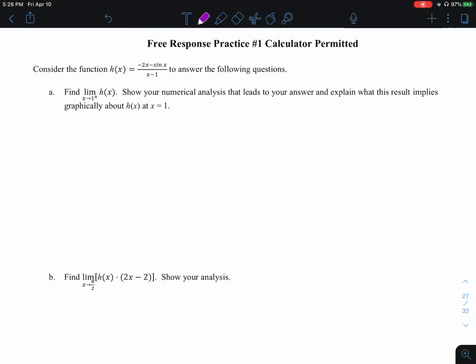Question A, find the limit of h as x approaches 1 from the right. Show your numerical analysis that leads to your answer and explain what this result implies about h of x.